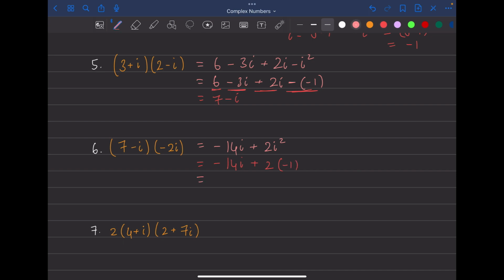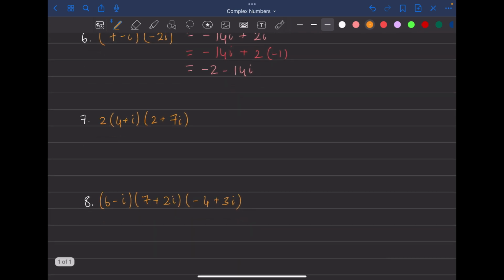Now this is once again very simple. We have no like terms in this question, so the answer is just negative 2 minus 14i. So once again, I'm just treating these numbers as algebra variables that you've definitely seen before. Okay, let's move on to question number 7.